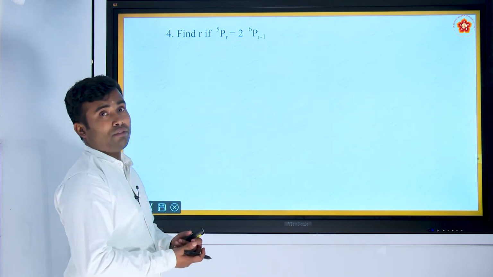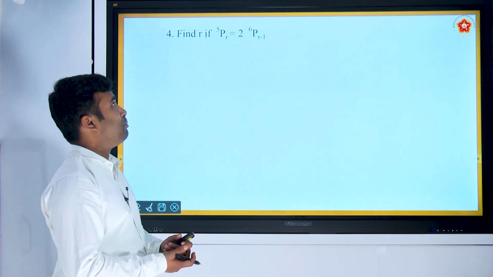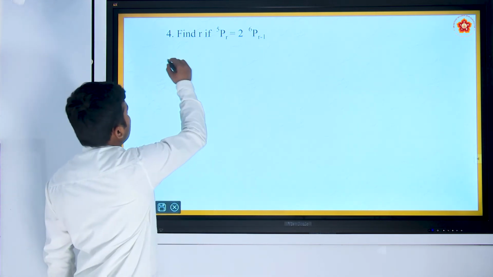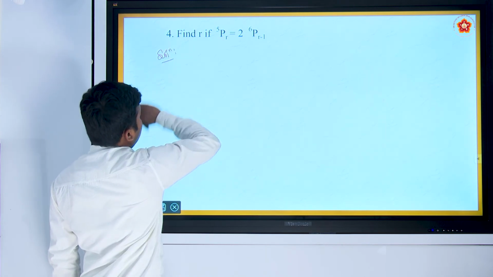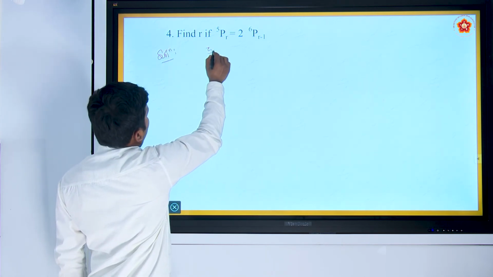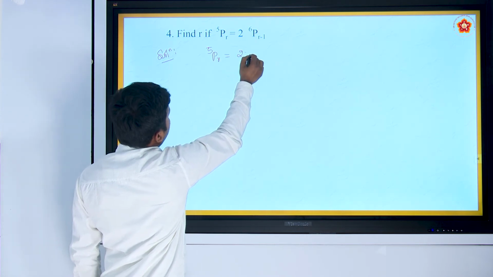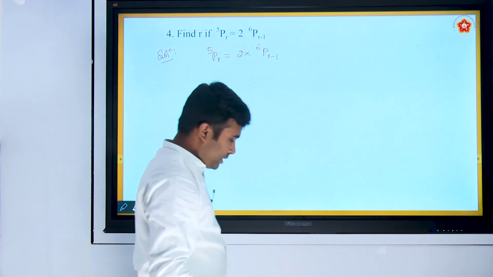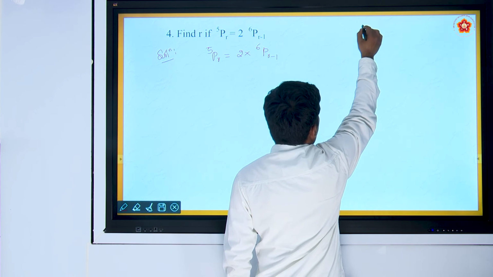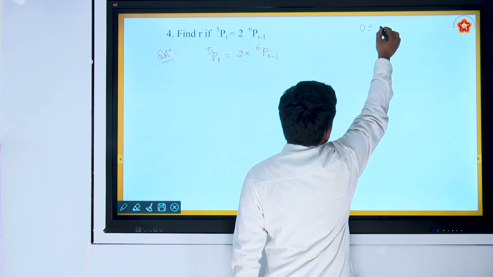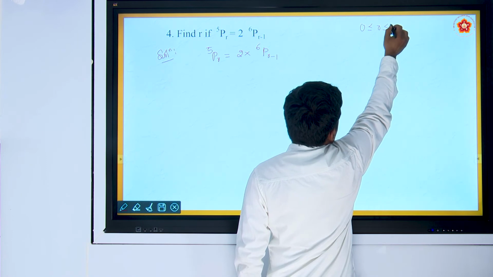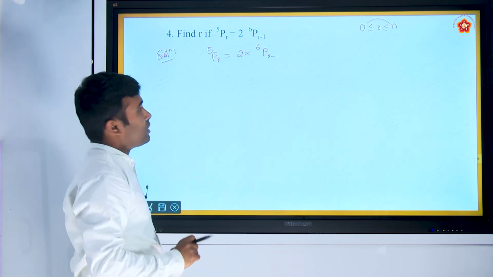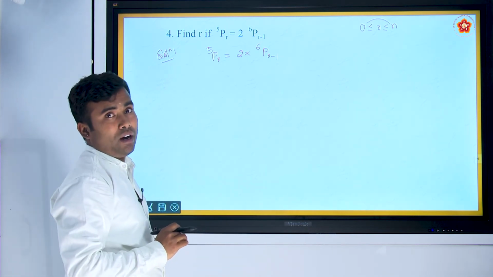Find r, the value of r, if 5Pr is equal to 2 times 6P(r minus 1). So let us find the value of r. 5Pr is given, equal to 2 into 6P(r minus 1). In the formula, the value of r is defined as 0 is less than or equal to r is less than or equal to n. So r is in between 0 and n. So like that you have to think. That is the condition in the formula nPr.